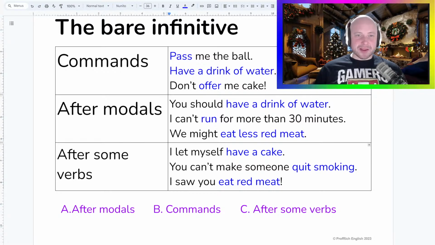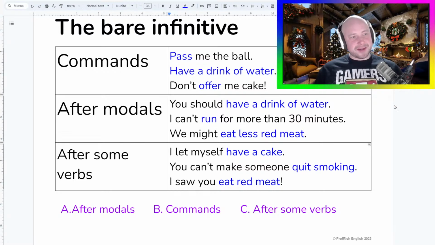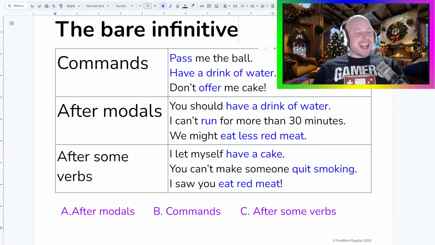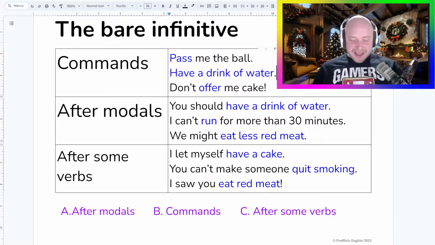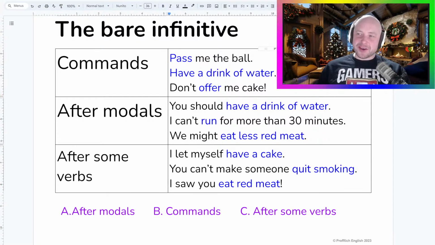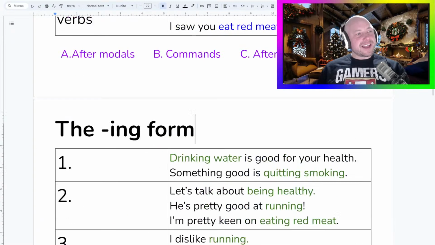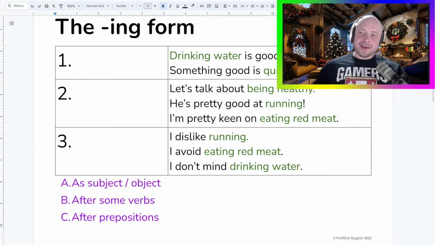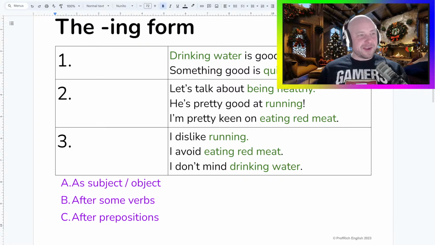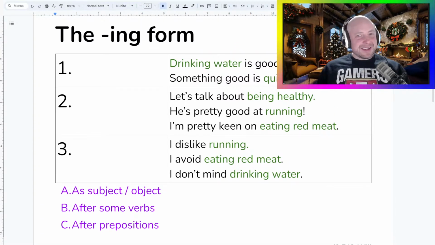So now that we've looked at the bare infinitive, let's move on and have a look at my favourite form of the verb. Yeah, I have to say, I think this is my favourite form of the verb. Isn't it a bit weird to say that this is your favourite form and not another thing? But yes, the ing form, I think, is my favourite form of the verb for the moment. It's a close call. It's got to be ing or the infinitive. I'm not a big fan of the to infinitive, but I do like the ing form.